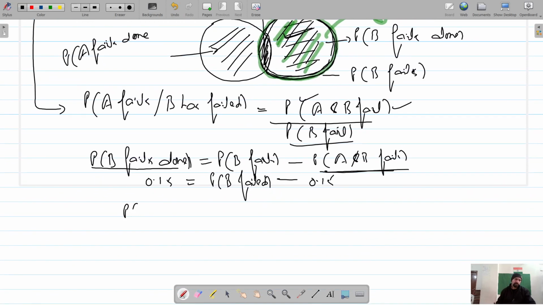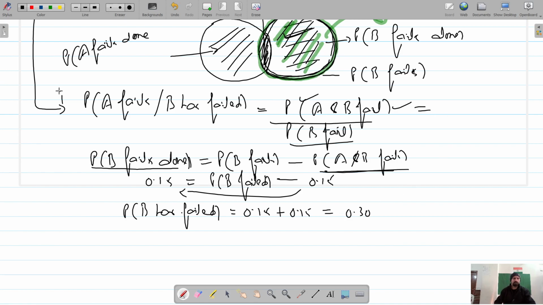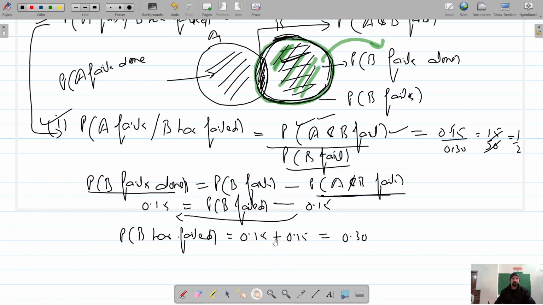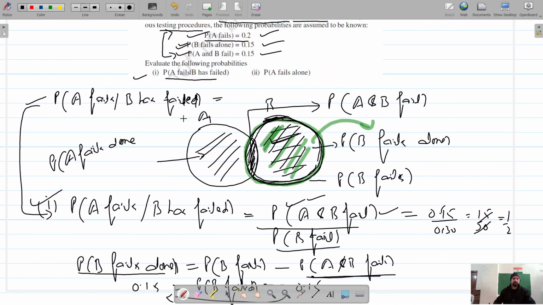So now the probability that B has failed is 0.15 plus 0.15, that's 0.30. If you put in the value here, that solves our part 1. A and B fail is 0.15 and B fail is 0.30, which gives 15 by 30. That should be equal to 1 by 2. So our answer for the first part is 1 by 2.